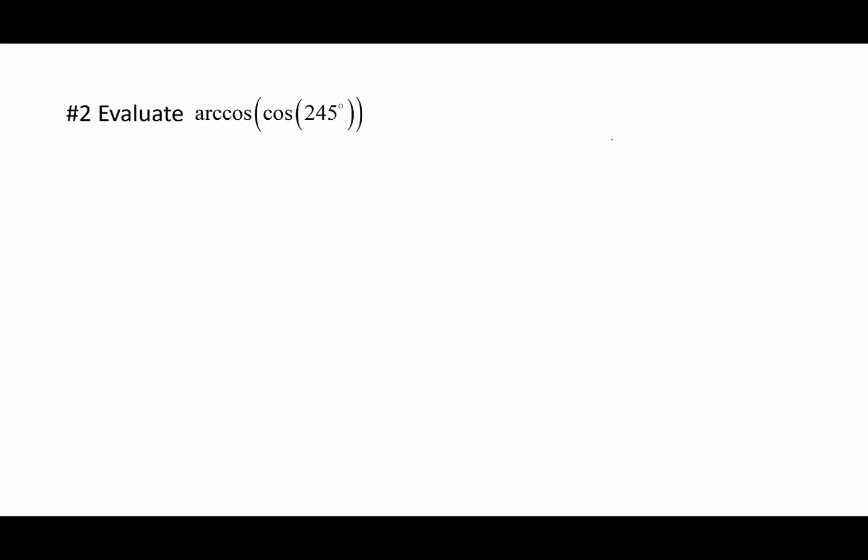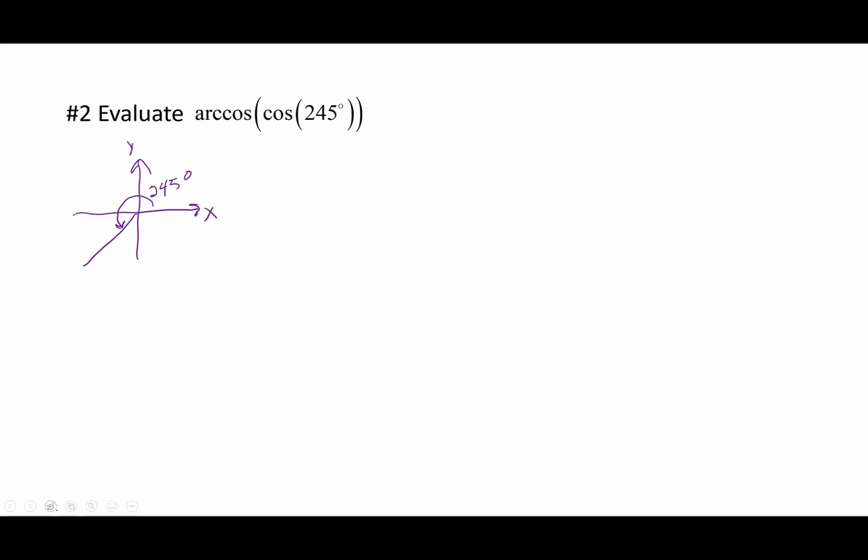All right, let's move on to number 2 here. Here we're finding the arc cosine of the cosine of 245 degrees. Okay, so the cosine of 245 degrees, well, let's see, where is 245 degrees at? It's going to be bigger than 180 degrees and less than 270 degrees, so somewhere here in the third quadrant would be my 245 degrees.